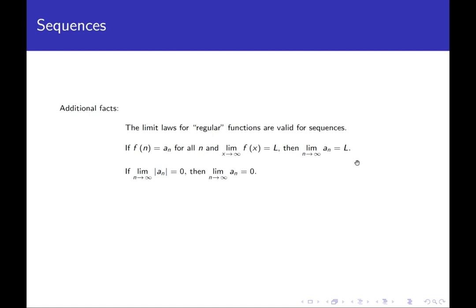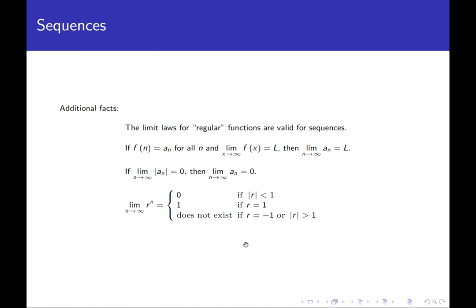And then the last one here we have is that if the absolute value goes to 0, then the terms have to go to 0. And we saw actually the reverse of that. We had a limit that didn't exist and the absolute value didn't go to 0. That was one of the examples we did.